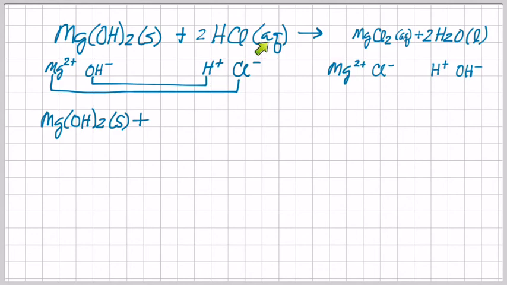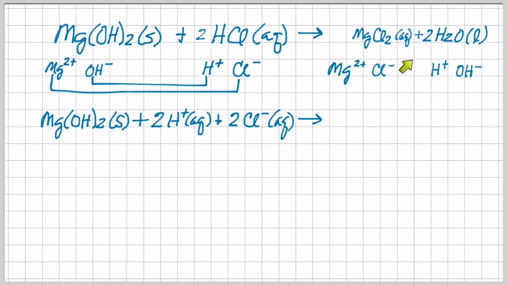Here we have an aqueous compound. We need to think about this a minute. Is it an acid? Yes. Is it a strong acid? Yes. Hydrochloric, hydrobromic, hydroiodic acids are all strong acids. So it's a strong acid. That means it does separate completely into ions. So then this is going to be 2H plus and 2Cl minus. If it was a weak acid, we would copy it down as is.